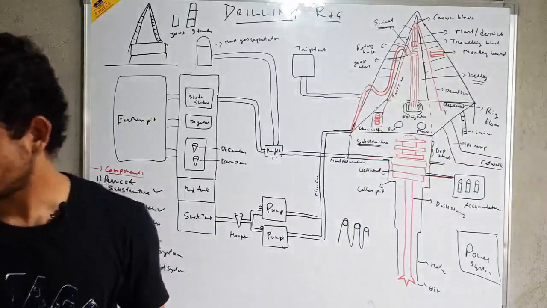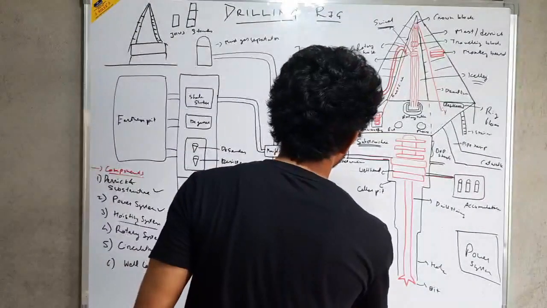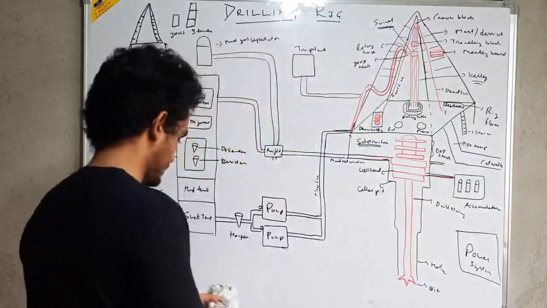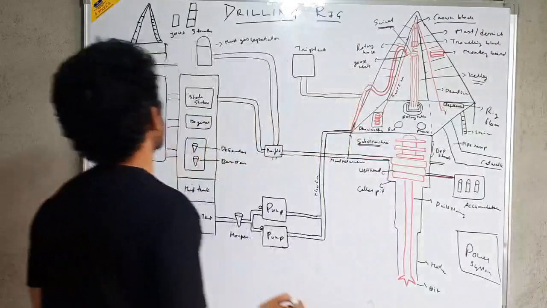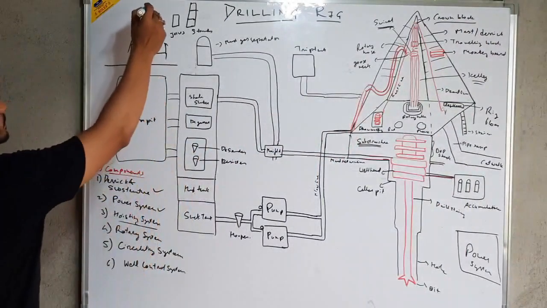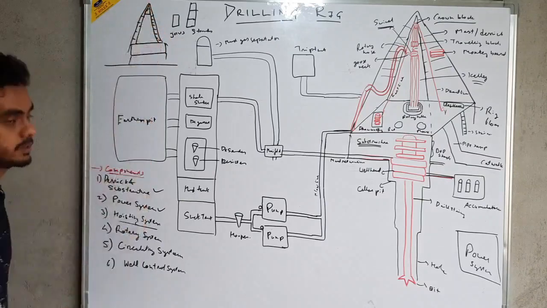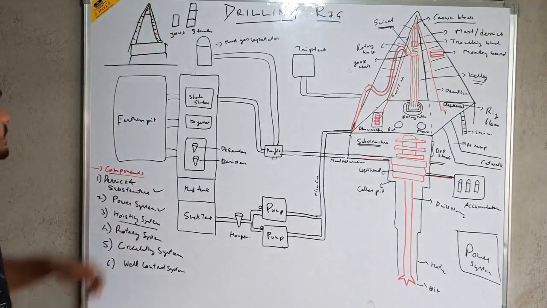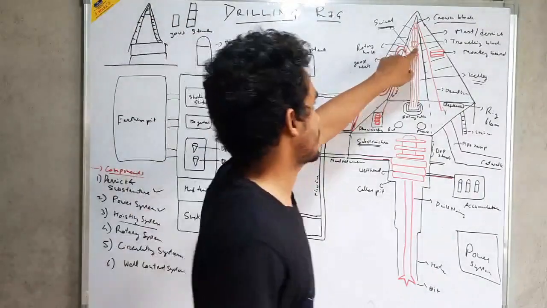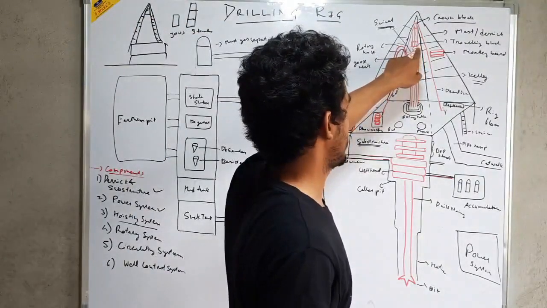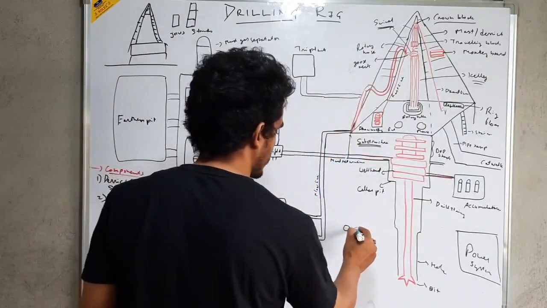Now, what are the different components of the hoisting system? First of all, the first component is the crown block. The crown block is situated at the topmost part of our derrick, and it is connected to another block which is known as the travelling block. So the crown block and travelling block are a combination of pulleys.